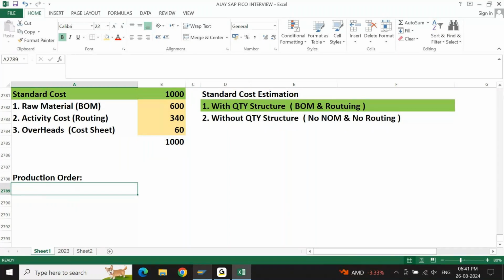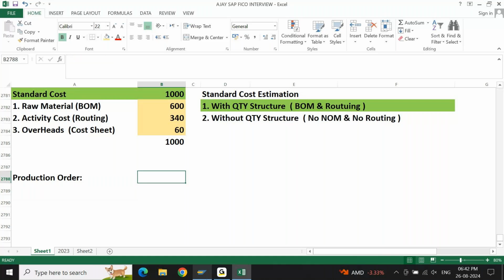Raw material. Production order is created for raw material or it is created for finished material? Finished material. Production means you are manufacturing. Are you manufacturing raw material or are you manufacturing finished material? What are you manufacturing? Finished material. You are going to manufacture finished material.